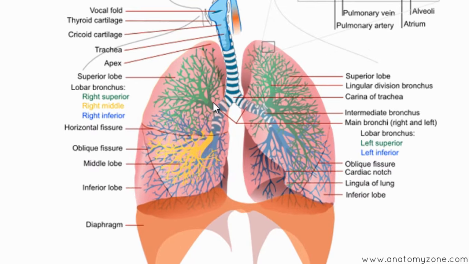So you can see in this diagram the 3 lobar bronchi on the right and the two lobar bronchi on the left. So you can see them in different colours. You've got the superior in green, yellow you've got the middle lobar bronchus, and in blue you've got the inferior lobar bronchus, and you've got the superior and inferior lobar bronchus in green and blue on the left side.